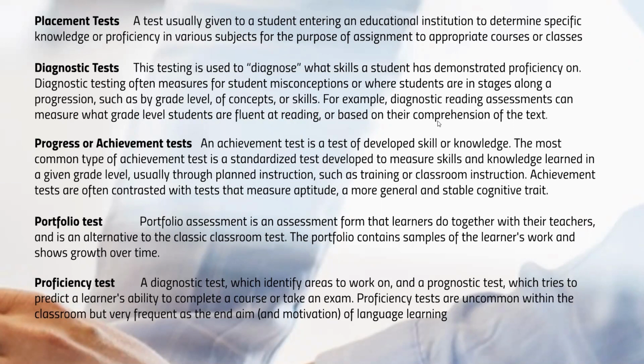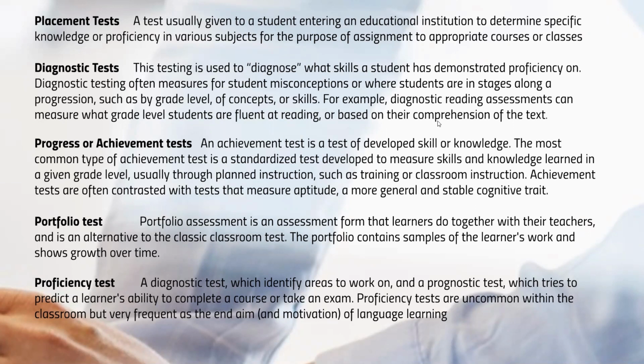Then we have the diagnostic test. This testing is used to diagnose what skill a student has demonstrated proficiency on. Diagnostic testing often measures student misconceptions or where students are in stages along a progression, such as by grade level of a concept or skill. For example, a diagnostic reading assessment can measure what grade level students are fluent at reading, or based on their comprehension of text. Then we have the progress or achievement test.